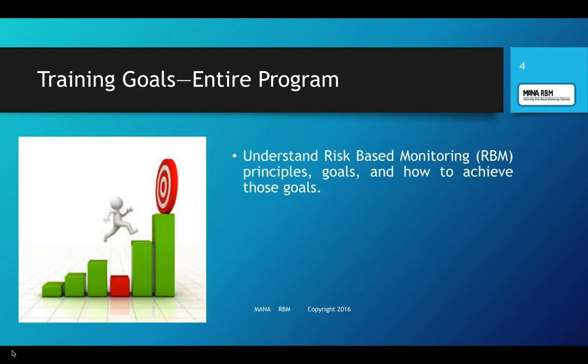So the goal of our entire training program is to help monitors to understand risk-based monitoring, both the principles and goals, as well as how to accomplish those goals.